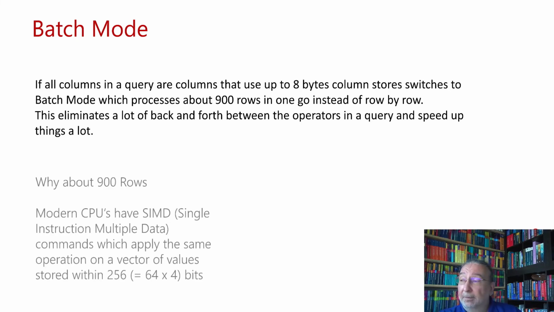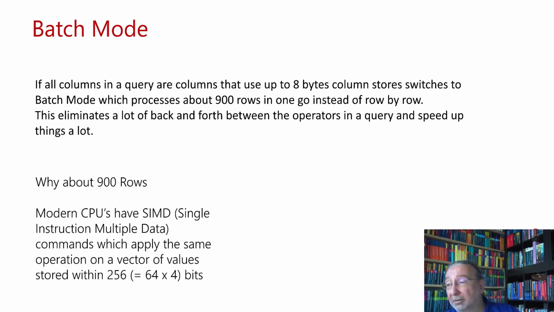Why about 900 rows? It has to do with how modern CPUs work. Modern CPUs can do a single instruction on multiple pieces of data. Microsoft chose an instruction set that can work on 256 bits at once. That's 64 bits times 4.